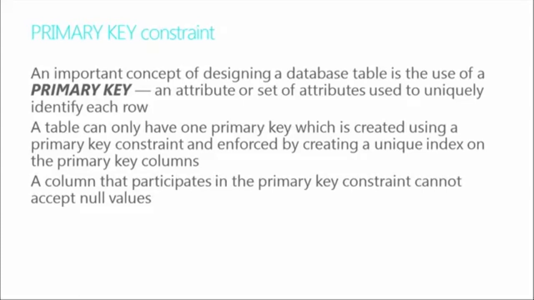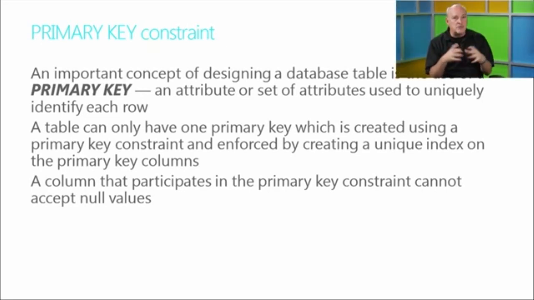And a column that participates in this composite primary key or individual primary key cannot allow null values, which means content has to be added there. So I can't just skip by when I'm adding content. If you're going to make a column part of a primary key constraint, then it requires content being added to that. And you can enforce that when you're creating the columns, and we'll see that a little bit later on. So a primary key is used for that.